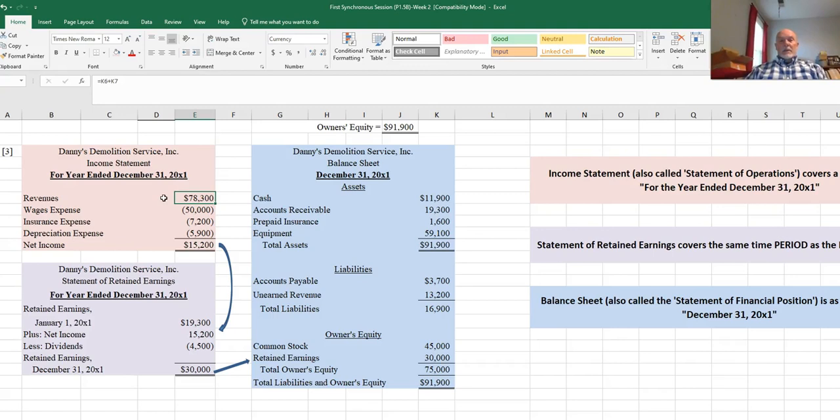So that's a summary of problem 1.5b again, and hope you have fun with it.